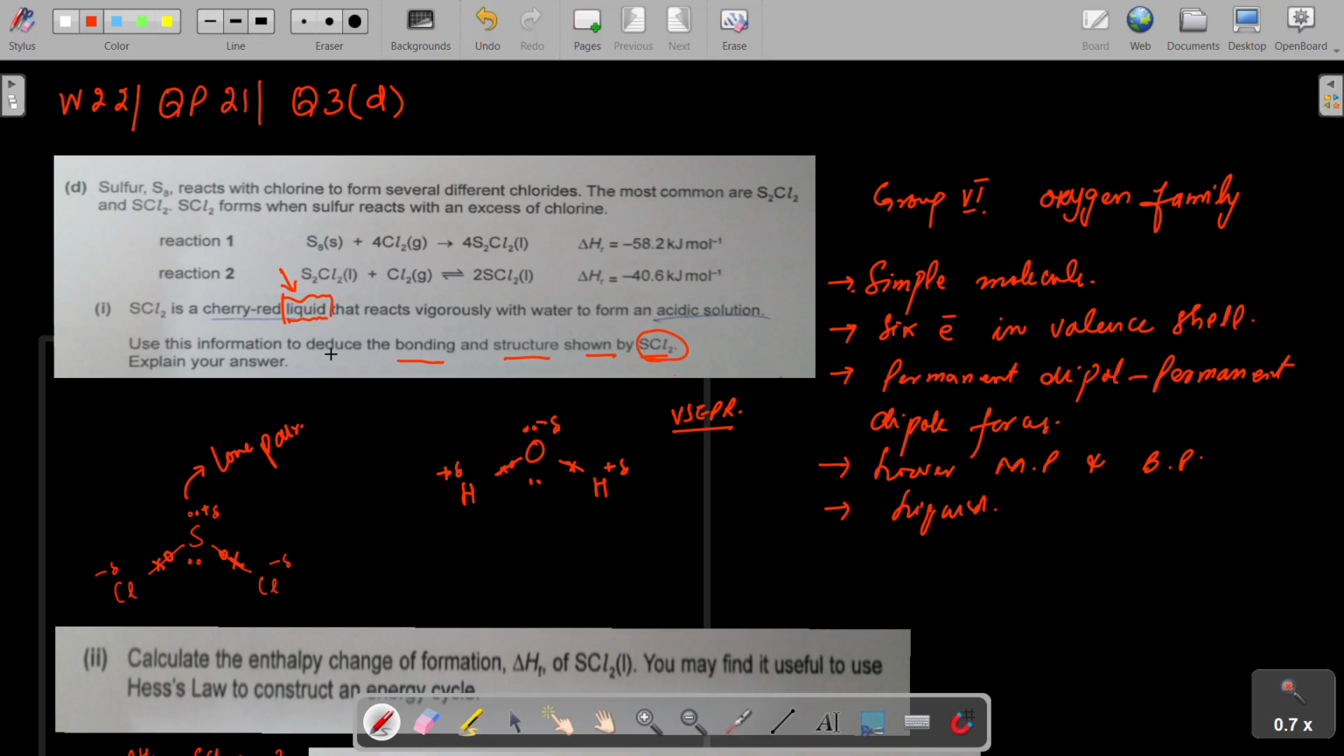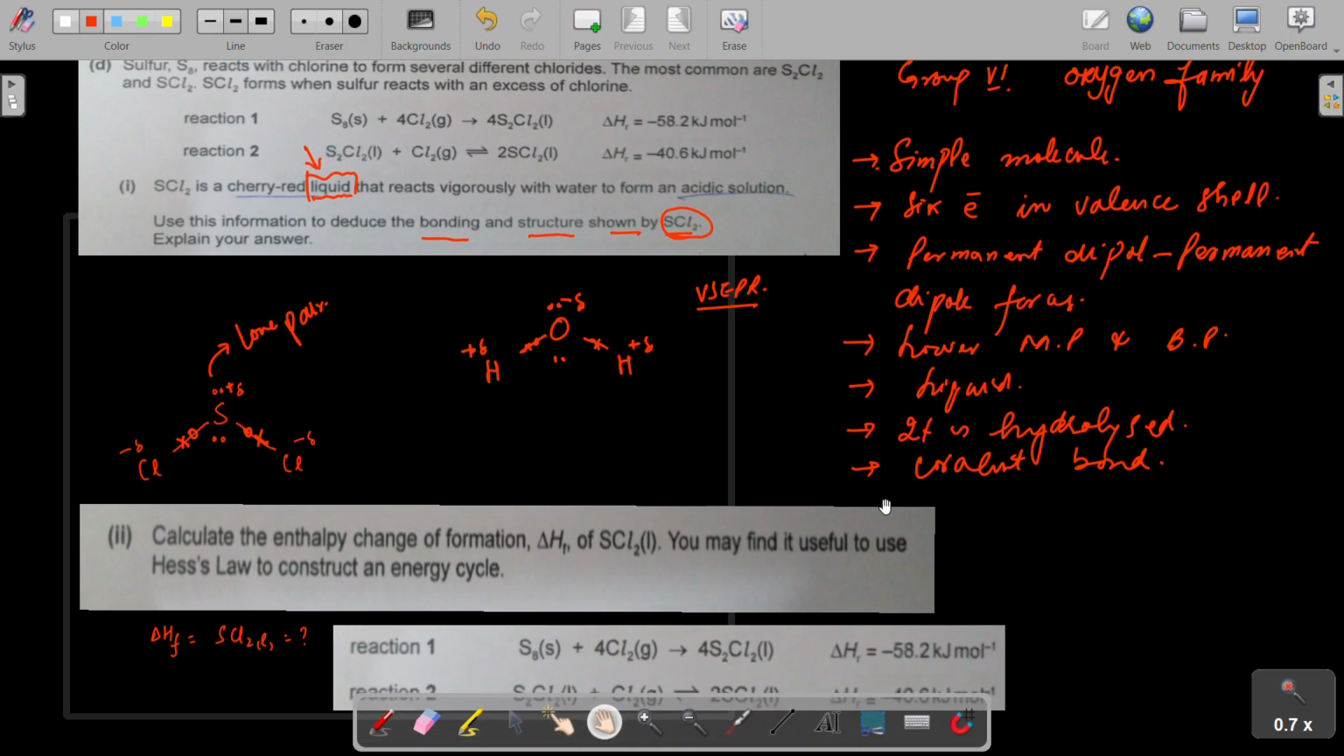That it is a liquid and it reacts with the water, which means it is hydrolyzed. So it is hydrolyzed, and that indicates covalent bonding, as we can see from the structure. So if they ask about the bonding, there is a covalent bond between the sulfur and chlorine atoms, and if they ask about the structure, it's a bent structure. Covalent bonding and liquid, so that means a simple covalent molecule.